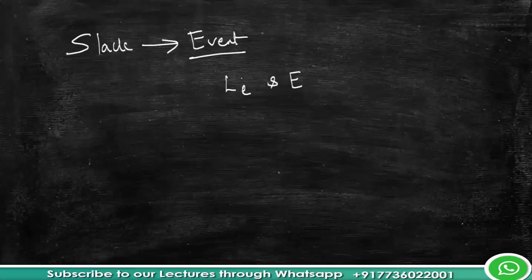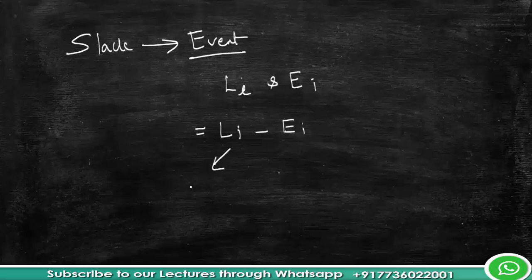I'll put it as Li and Ei. So it is the difference between the latest event time and the earliest event time, and mathematically it is Li minus Ei. Here Li stands for the latest allowable occurrence time.